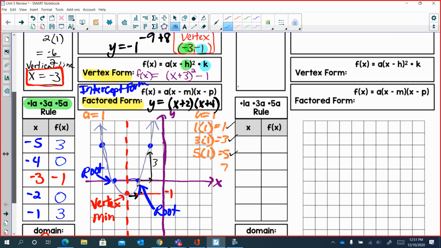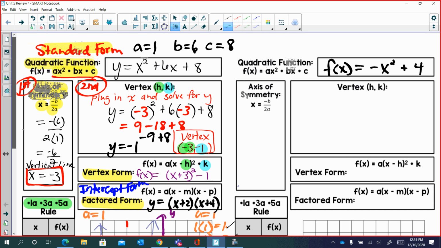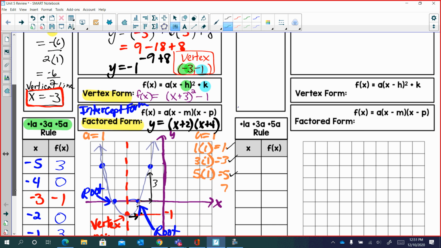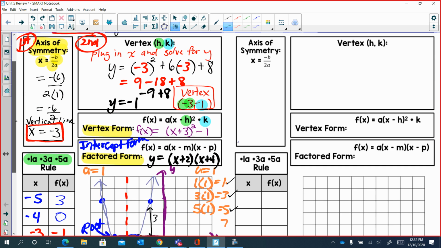Okay, all right, so let's look at the next one. You can scroll down real quick. Are you gonna give us the function? Yeah, I'm gonna give you the function always, or I give you the graph.